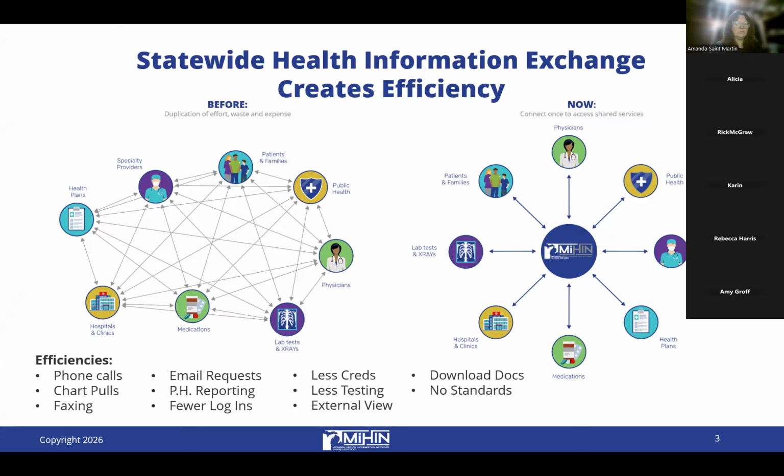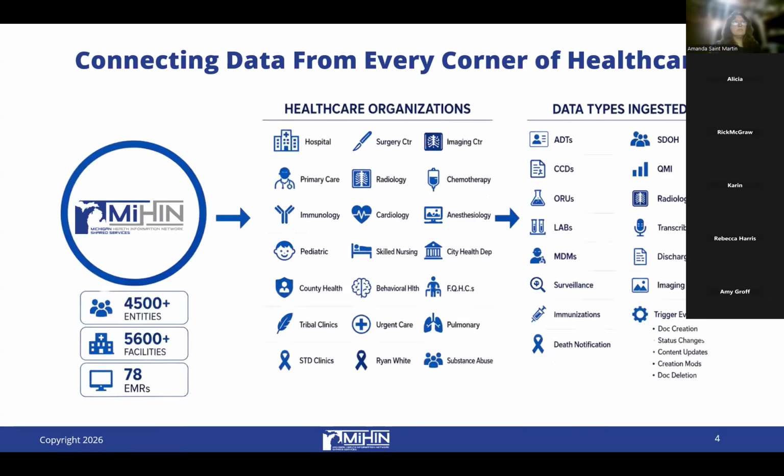web of connectivity. So on the right, you see now it's a shared services platform where basically everybody sends their data to MiHIN. We normalize that data, which we'll show you here in a second. And then we share that data out to the rest of the network, depending on whether or not you have an active relationship with that patient or they're a member of your organization. It's a very streamlined central repository kind of hub and spoke model, to use layman's terms.